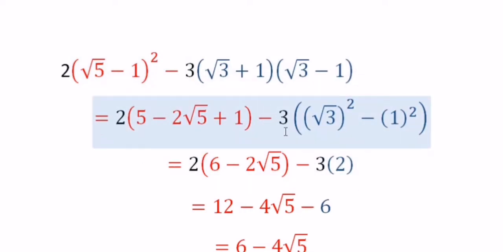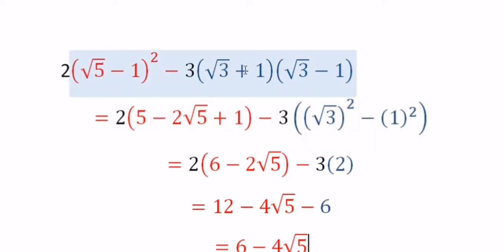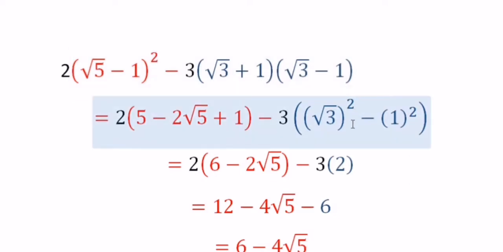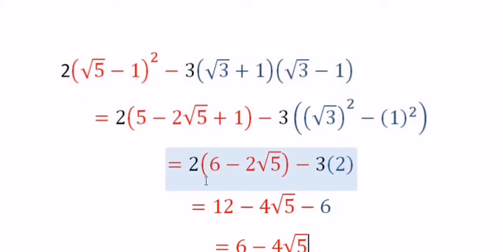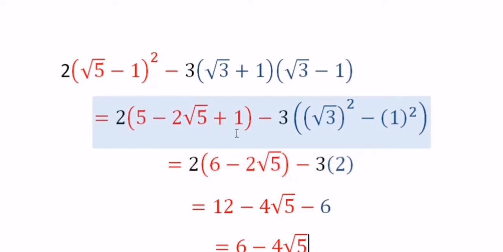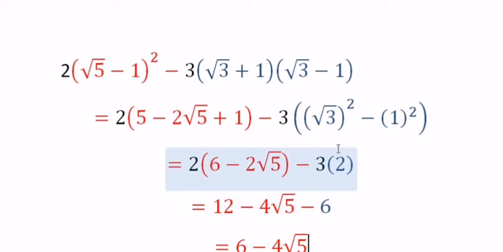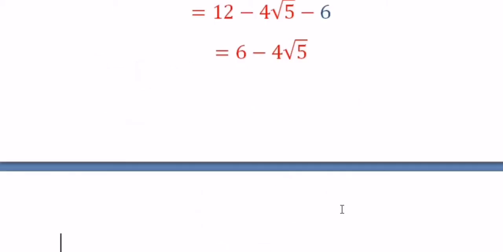As for the minus 3, we keep the minus 3, and then a plus b into a minus b is a square minus b square. A square is radical 3 all squared, which is 3, minus 1 squared, 1. 3 minus 1 is 2. Then we can add up integers: 6 minus 2 radical 5. Then we can expand the 2 and here expand the 3, thus getting 12 minus 4 radical 5 minus 6. Then we can add up the numbers and keep the family of radical 5 because we don't have anything to add it with.